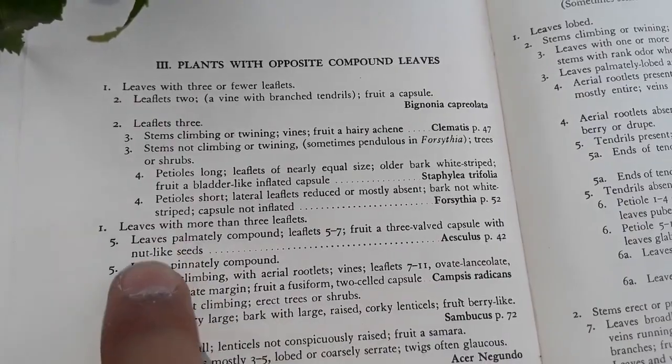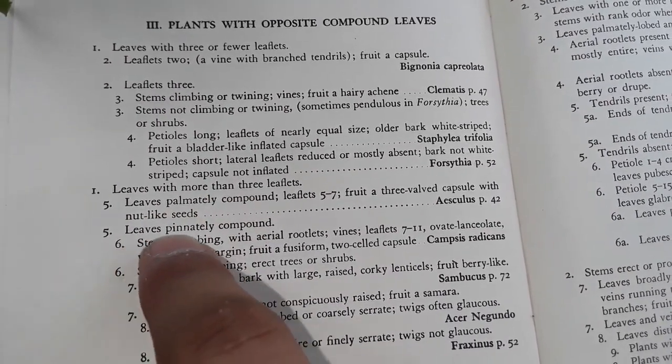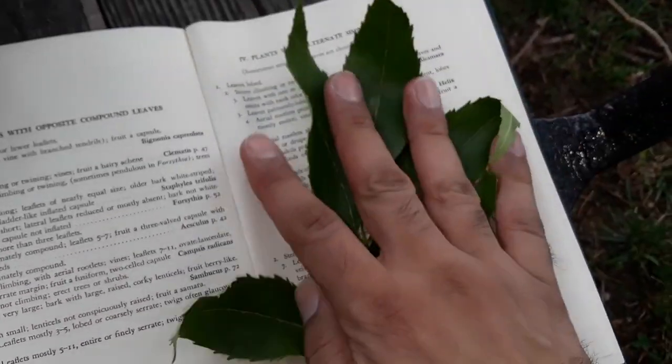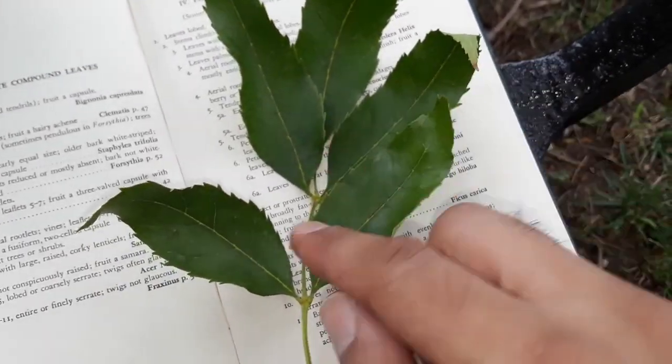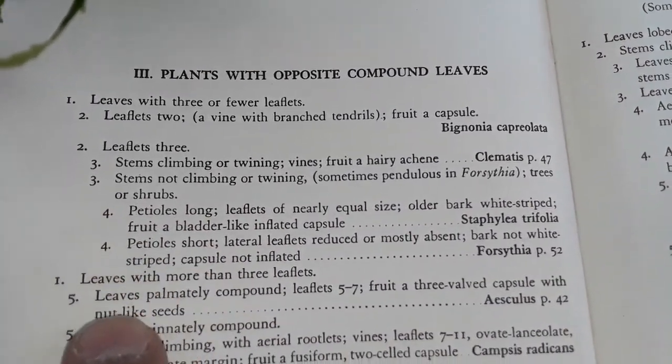Leaves with more than 3 leaflets. Leaves palmately compound or leaves pinnately compound? We're going to go with pinnately. All right? Take a look. This is one mid-axis and then opposite leaflets. So whether they're opposite or not has nothing to do with it being pinnate.